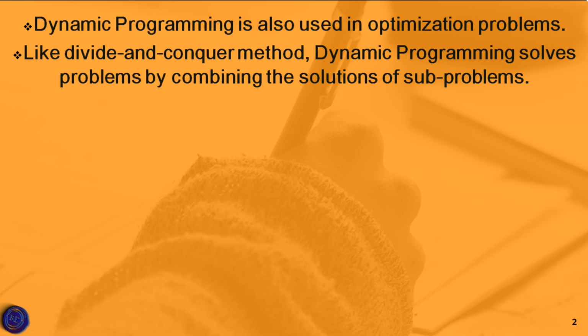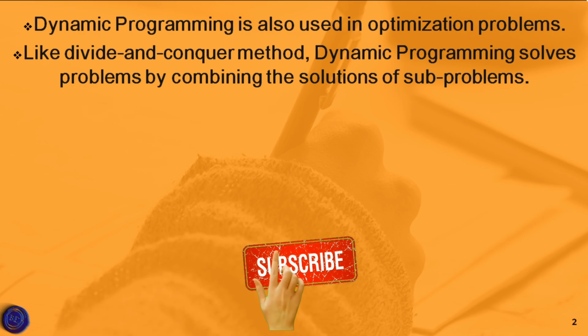Coming to the introduction part, dynamic programming is also used in optimization problems. So for finding the optimization problems, dynamic programming is used. Like divide and conquer method, dynamic programming solves the problems by combining the solutions of the sub-problems. So when a problem is divided into a number of sub-problems, we are going to find the solutions for each sub-problem and combine them to find the actual solution of a given problem.